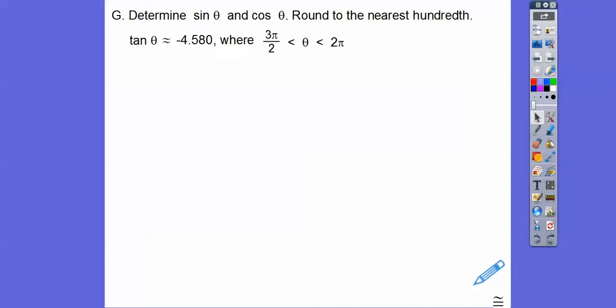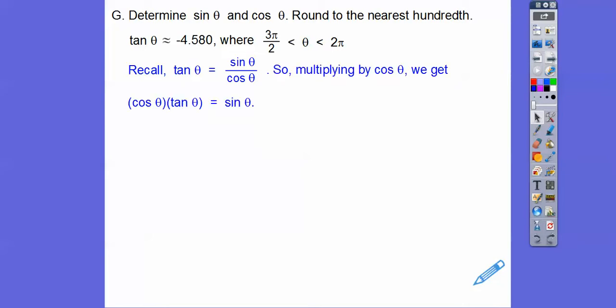Okay, so right here, quadrant 4. Cosine's positive in quadrant 4. So it says find the sine and cosine of those guys. Remember, tangent is equal to sine over cosine. If we multiply both sides by cosine, we get cosine times tangent equals sine. So we'll substitute this tangent value in right here, and then we get negative 4.580 times cosine equals this sine right here.